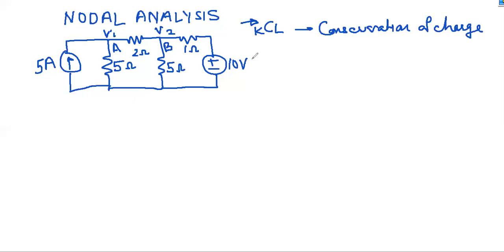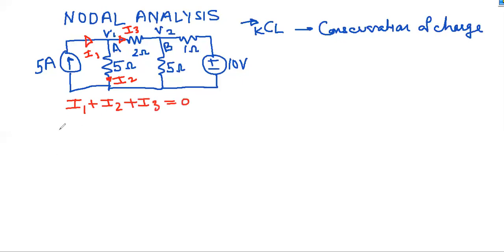Now we develop the KCL law in the circuit in the form of the given directions. Here we assign the incoming direction as I1, here as I2, and in this place as I3. So according to KCL, I1 plus I2 plus I3 is equal to 0.